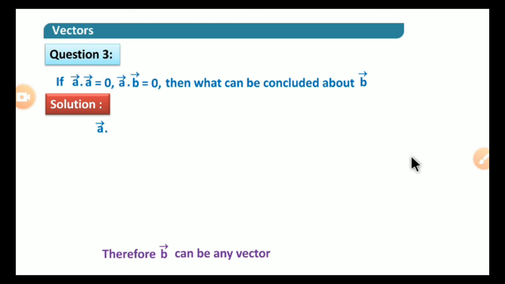Now we can go for the solution. Here they have given A dot A equal to 0, which is equal to the magnitude of vector A whole squared. It is given as 0, so this magnitude squared is also equal to 0. That implies the magnitude of vector A is equal to 0, which means A is a null vector. Therefore, by the condition A dot A equal to 0, A is a null vector.